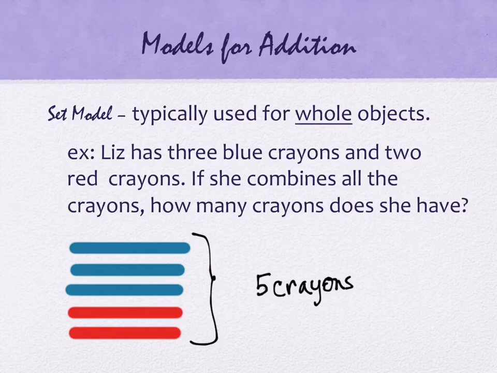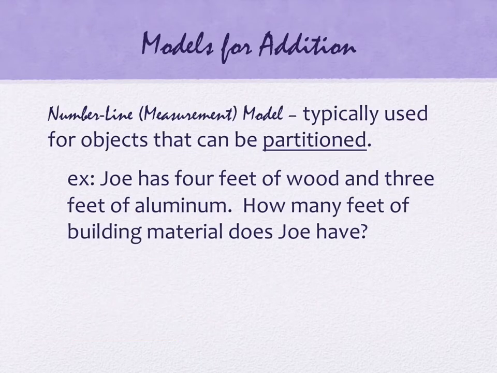Now, this is different than the other model. The other model is a number line or a measurement model. It's typically used for objects that can be partitioned. For example, Joe has 4 feet of wood and 3 feet of aluminum. How many feet of building material does Joe have? It's a very different question.